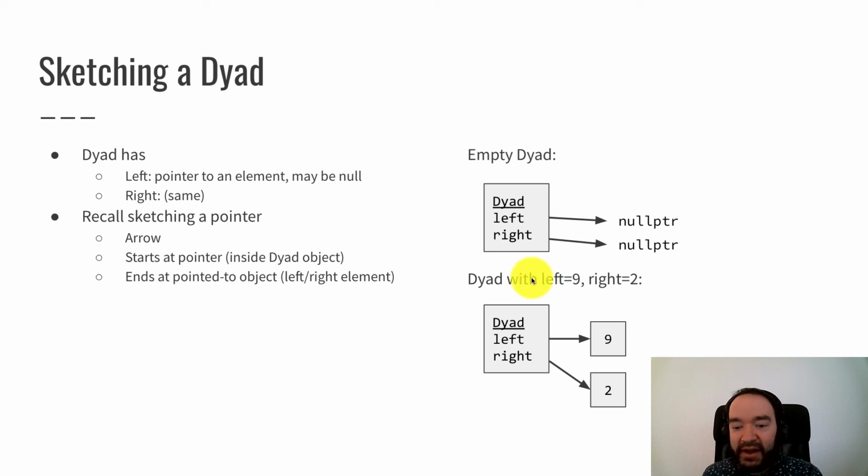Alternatively, let's say I have a dyad who stores in the left an int that's the value 9 and the right is an int that's value 2. So remember, these are pointers, so they're pointing to heap objects. So I would have an int that's allocated in memory represented in this square that is holding value 9 and an int in memory allocated that's holding value 2. And I have two different pointers pointing at two different objects in memory.